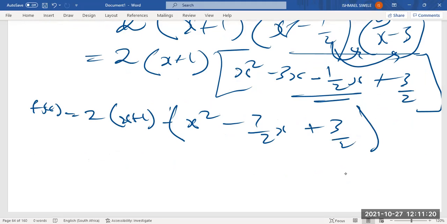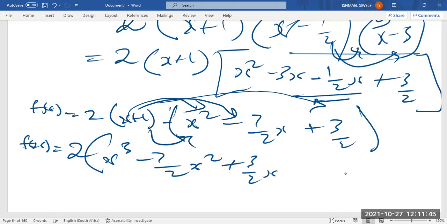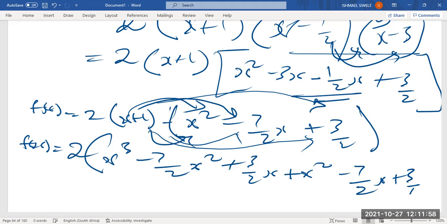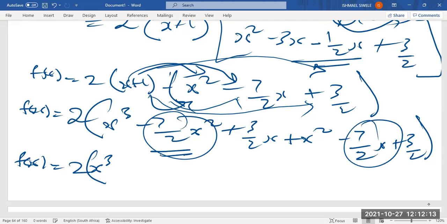Then f of x is going to be equal to 2 times: x multiplied by x squared is x cubed. x multiplied by negative 7 over 2x is negative 7 over 2x squared. x multiplied by 3 over 2 is 3 over 2x. 1 times x squared, plus 1 over 2x, 1 times 3 over 2, plus 3 over 2. So f of x will be equal to 2x cubed. I mean, let's simplify what's inside first. This one here goes with this one here.